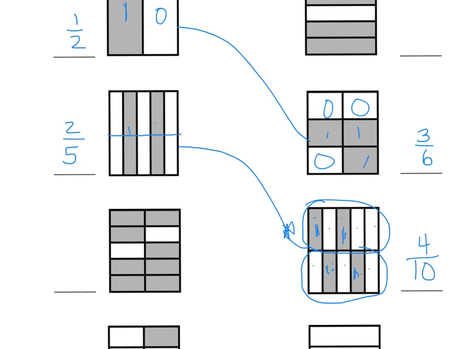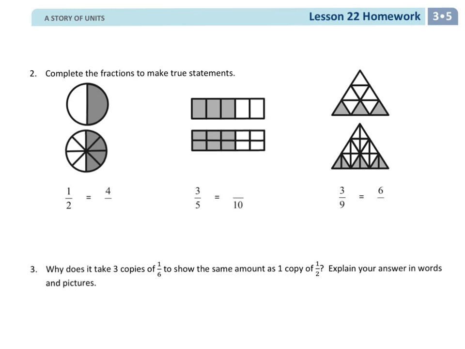Now if we take a look at the next page, we want to read the directions quick. Number 2 says, complete the fractions to make true statements. So I have 1/2 here, 1/2 shaded out of 2. And then 4, I see 4 shaded out of 1, 2, 3, 4, 5, 6, 7, 8.